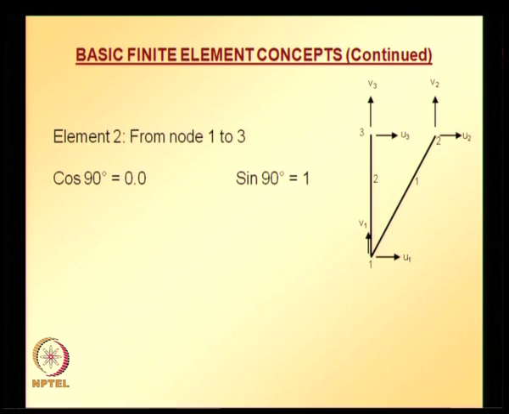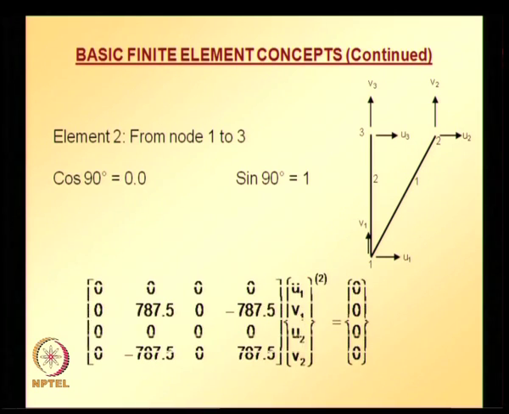and the angle between local x axis and global x axis, based on that, cos of that angle turns out to be cos 90, which is equal to 0, sin 90 is equal to 1, and substituting the direction cosine values into the element equations along with the length of the element and Young's modulus of the element, the length of this element is 400 millimeters. Substituting all these values, the element equation system for element 2 turns out to be this.